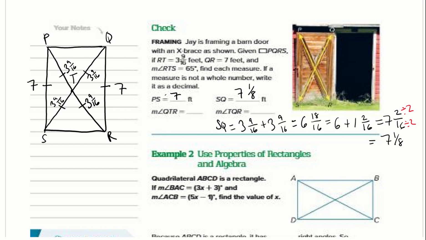Now, angle RTS is 65 degrees. So let's label that. And what we want to find is angle QTR. But the purple QTR and the red RTS, notice that those add up to 180 degrees, and they're a linear pair. So we can find the purple because we know the other one. So they add up to 180 degrees. So we're going to do 180 minus 65. And that's going to give us 115 degrees.